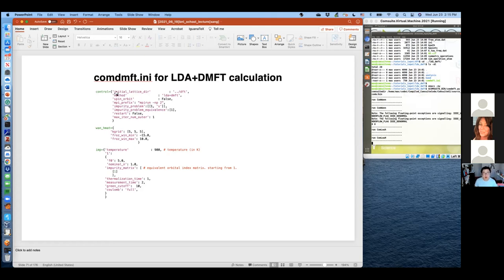In the control dictionary, we have keys like initial lattice directory, where we are starting our DFT calculation from. We already ran the DFT calculation here, and we can make a choice of method, and choose whether we have spin-orbit coupling in the system or not. And this is the MPF prefix, and we can define which orbital in which atoms are correlated, and say whether we will restart the calculation or not. Here I set the number of iterations to be one to finish the calculation in time. This is some of the parameters, and I will describe the meaning from the next pages.